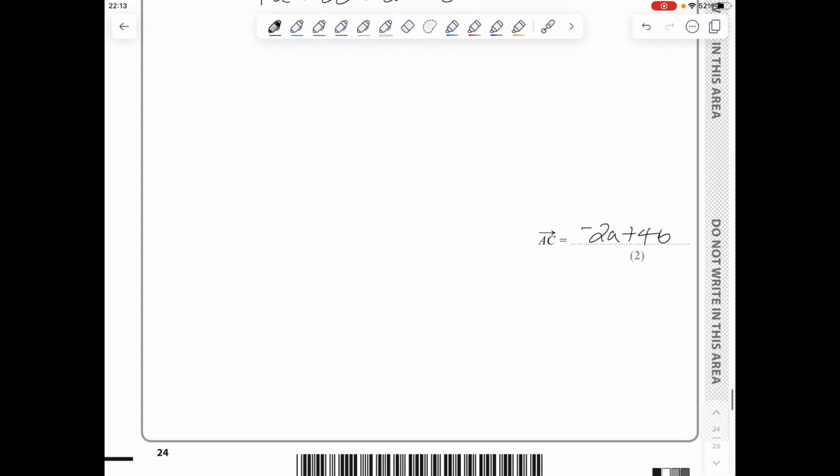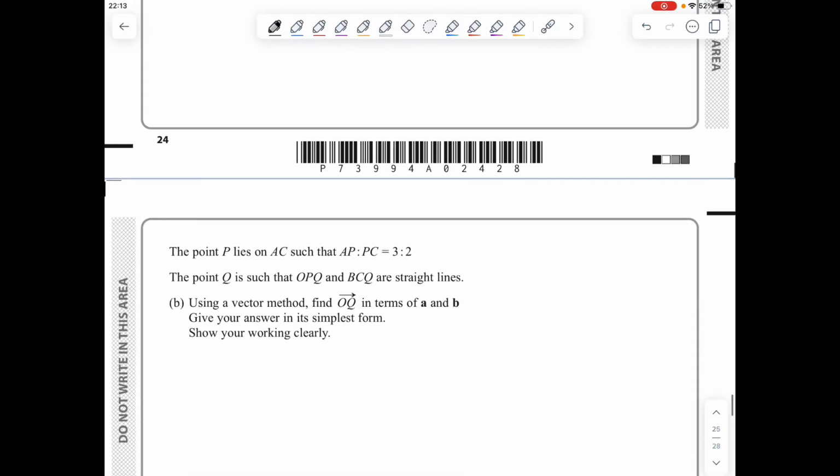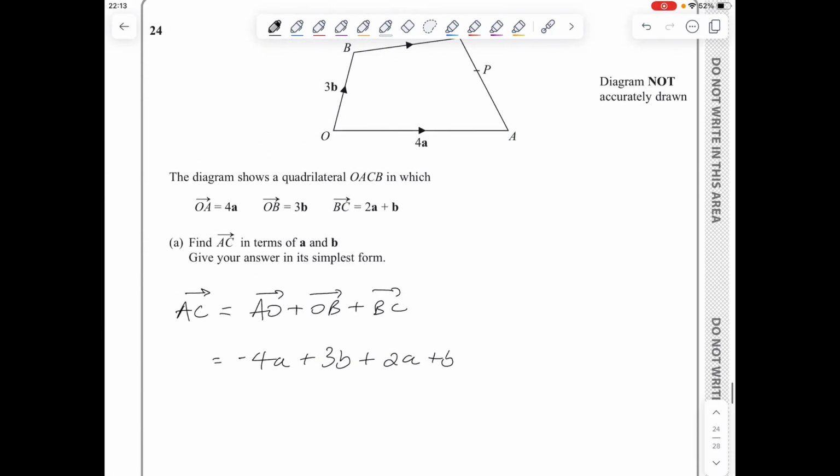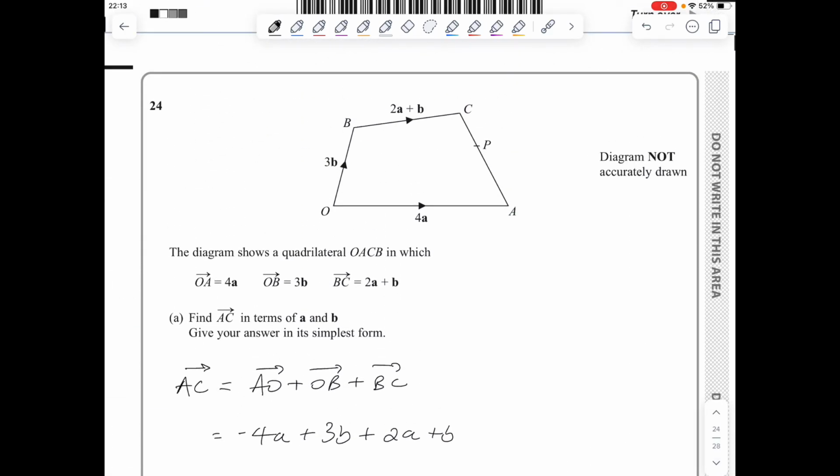Now on the next page, I'm given some extra information. So now I'm going to go to my diagram and extend lines BC and join OP and extend it to find point Q. Now AP to PC is 3 to 2. So AP is 3/5 of this distance and PC is 2/5 of the distance.